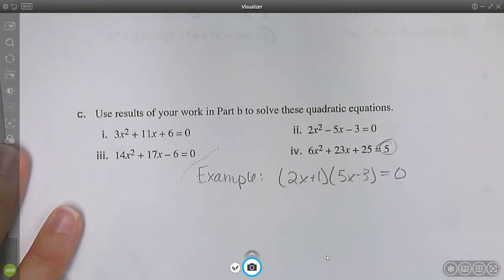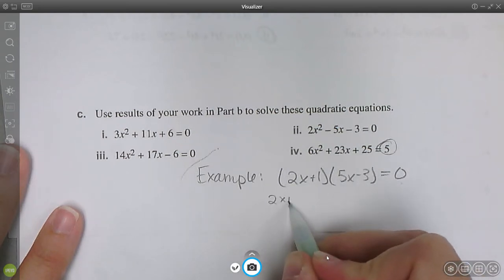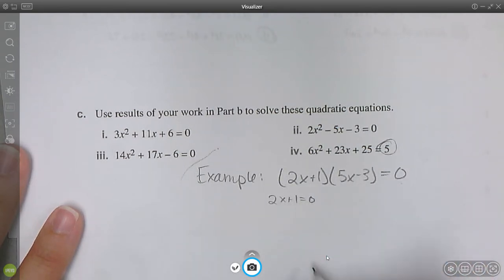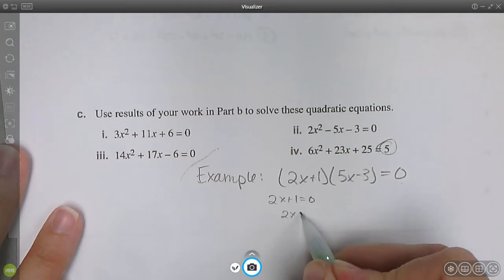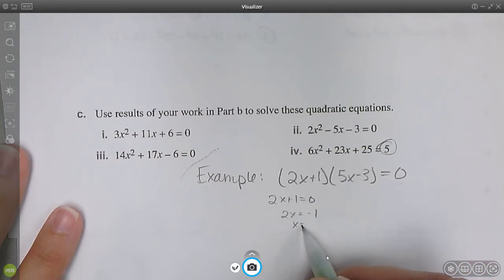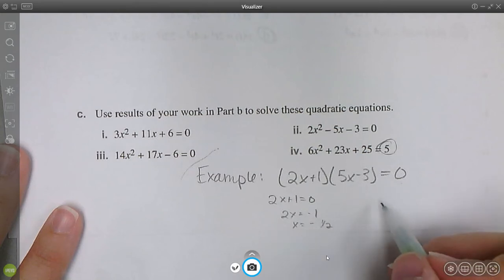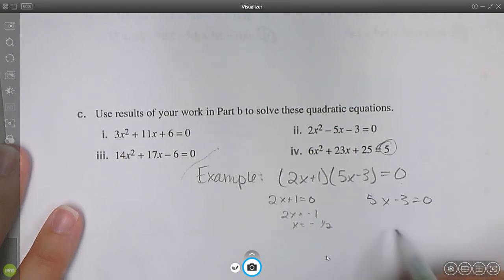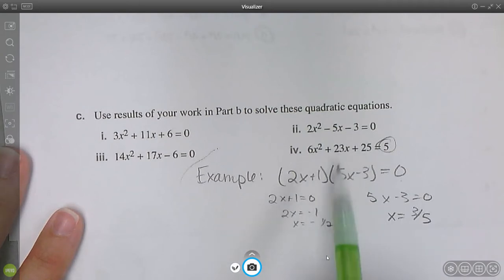So that is going to be an issue. You have to subtract 5 from both sides first. So you set each of these equal to 0, so we'd have 2x plus 1 equals 0, and then you solve. Subtract 1 from both sides, and then divide by 2. And then here you have 5x minus 3 equals 0. Add 3 to both sides, divide by 5, you get x equals 3/5. Again, this was just an example, not an actual answer to any of these.